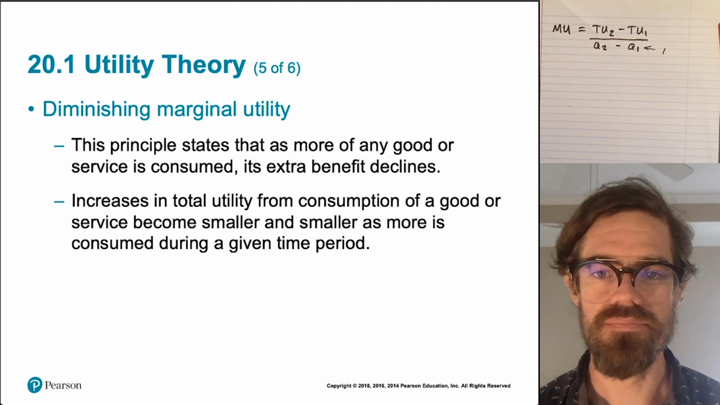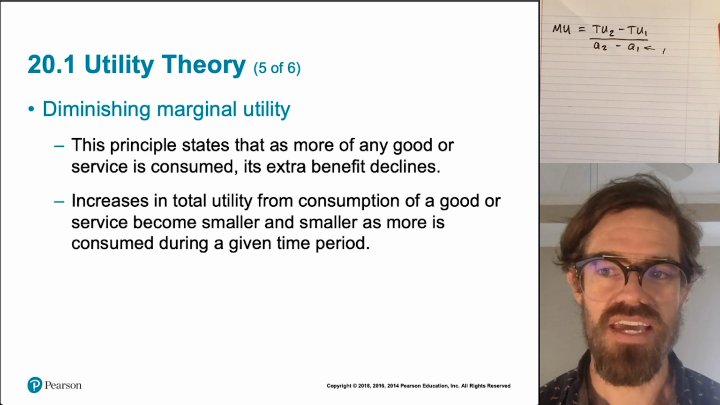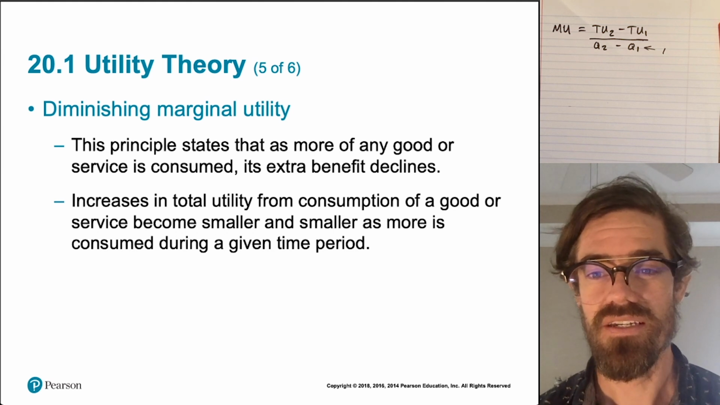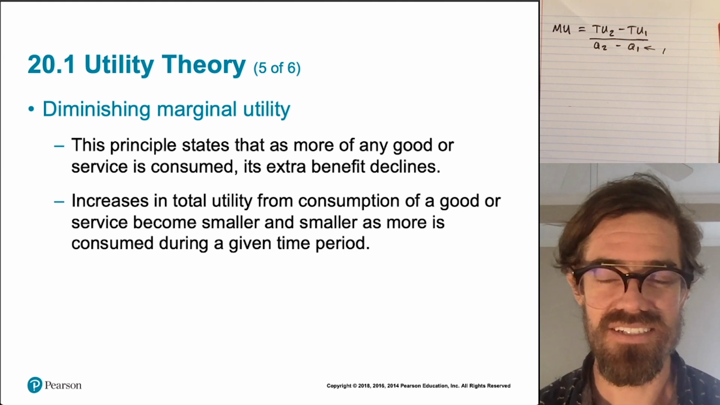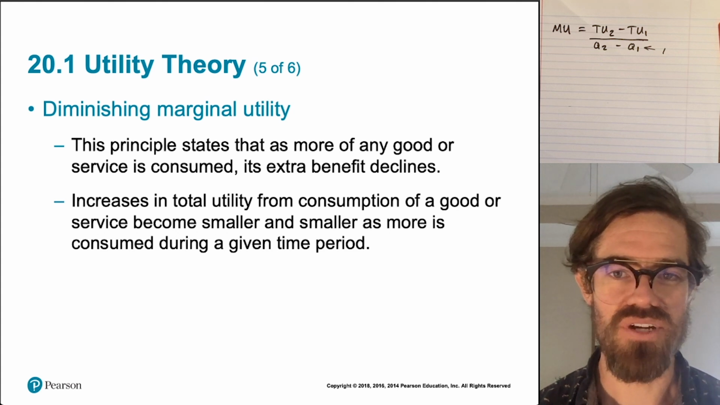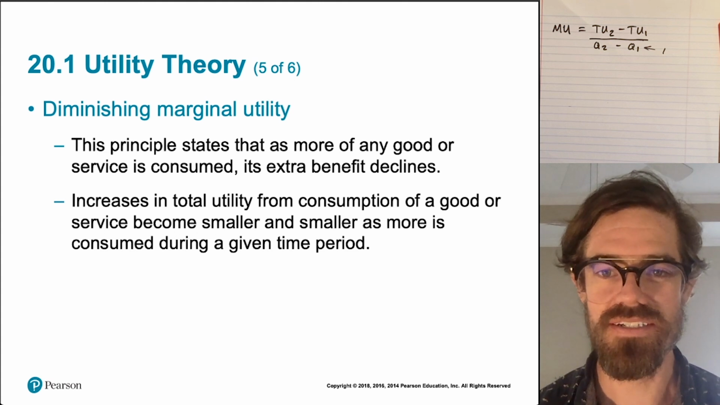So, like I said, this law of diminishing marginal utility is just the idea that as more of any good or service is consumed, its extra benefits go down. So I challenge you to try and think of something where this is not the case, and maybe post this in your discussion post as well for this module. And if you think you've come up with something and you post it, I'll try to prove you wrong. Okay.